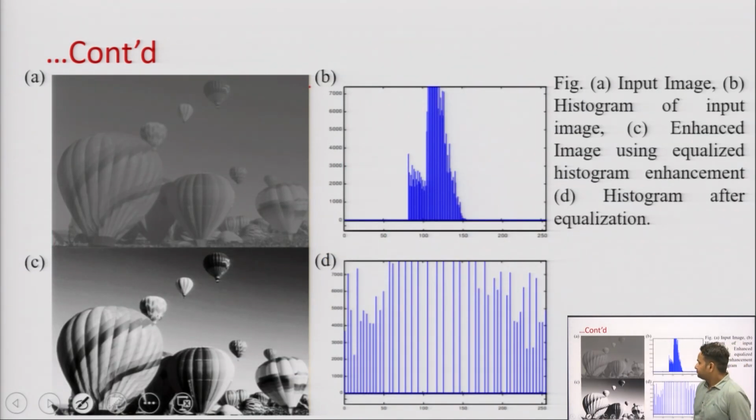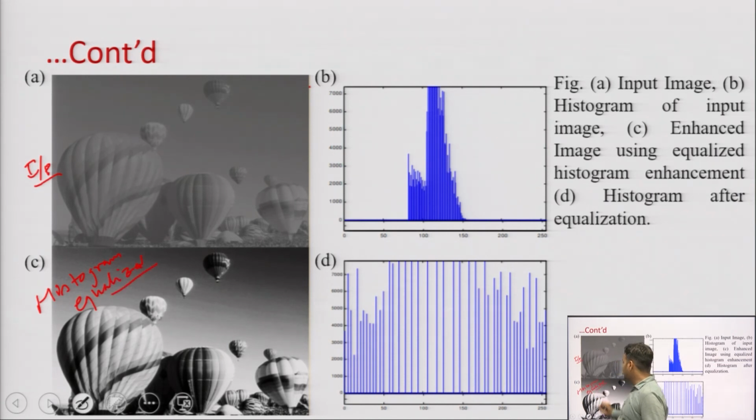Now, here we are taking the input image, and after histogram equalization your image looks like this. That image is just the output of the histogram equalization process. After doing the histogram equalization, your image gets enhanced in this particular manner. For the input image your histogram looks like this way, and after the histogram equalization process your image will become like this.